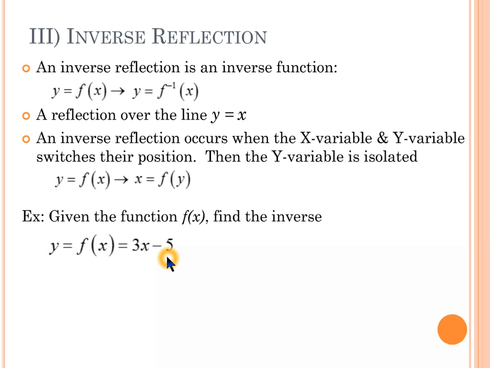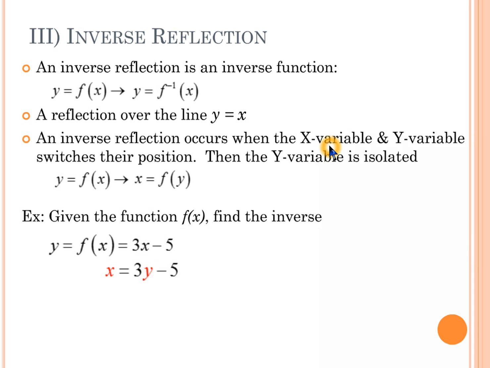So if I want to find the inverse of this linear function here, the first thing I have to do is switch the x and y variables. So here's x equals 3y minus 5. Originally, here's my y, and I'm just going to change that with x. Here's my x originally, and I'm going to change that x with y.